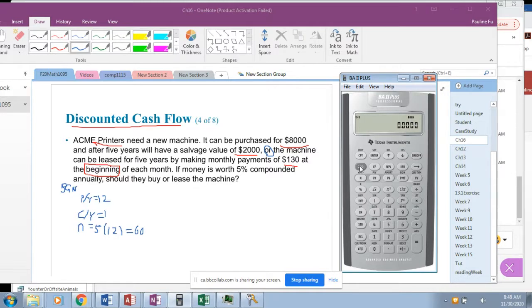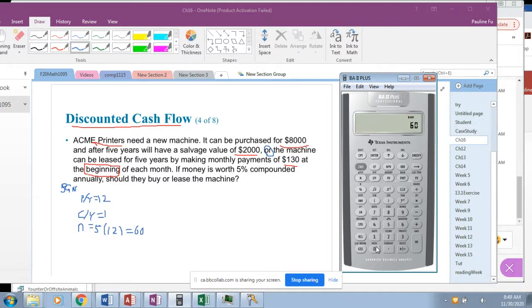And then second, PY is 12. Enter. Use the down arrow key. CY is 1. Enter. Second, quit. So I set up the calculator.